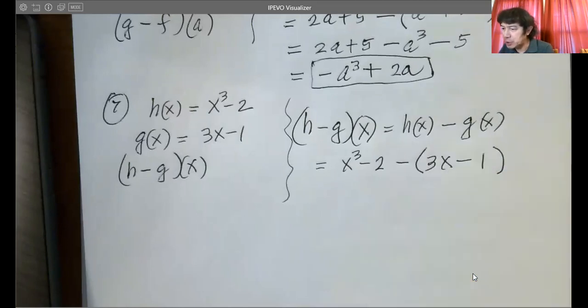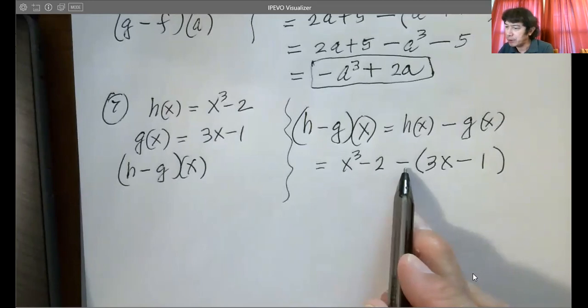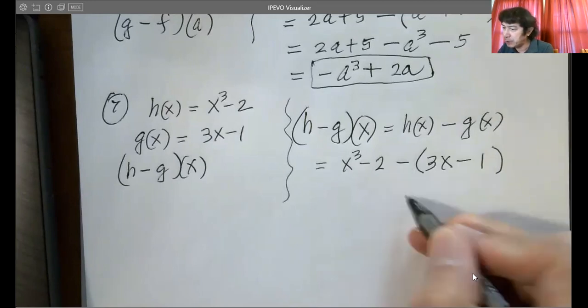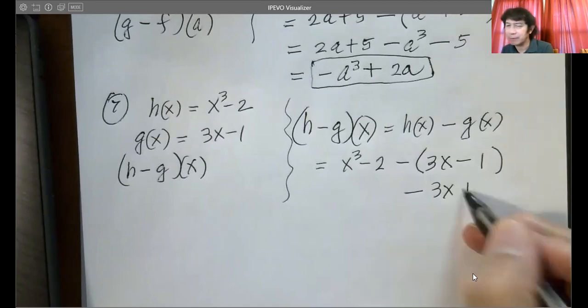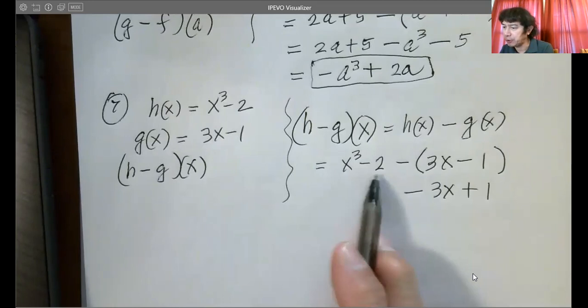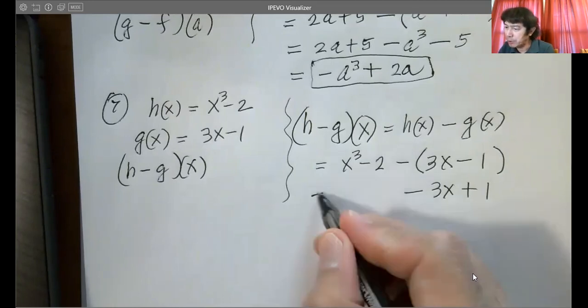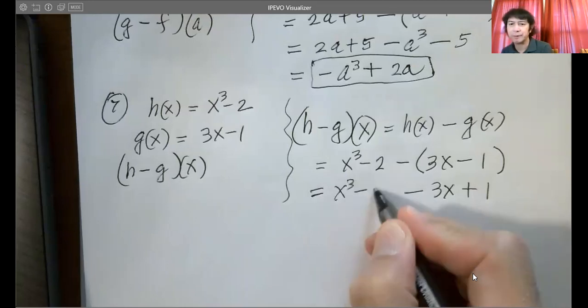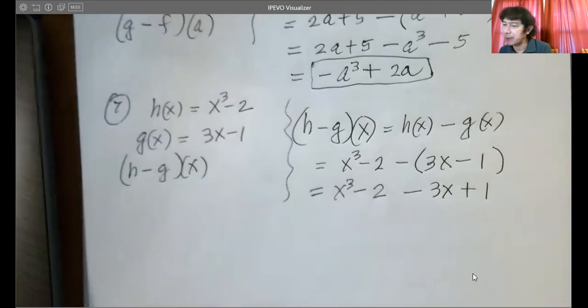Now remember, this is subtract. So the moment you remove the parentheses, the signs of the 3x and the negative 1 will change. This will become negative 3x. The negative 1 is plus 1. And then, of course, this will have to be in front here, and that will be x cubed minus 2. Now we shall combine like terms, and this will give us the final answer.